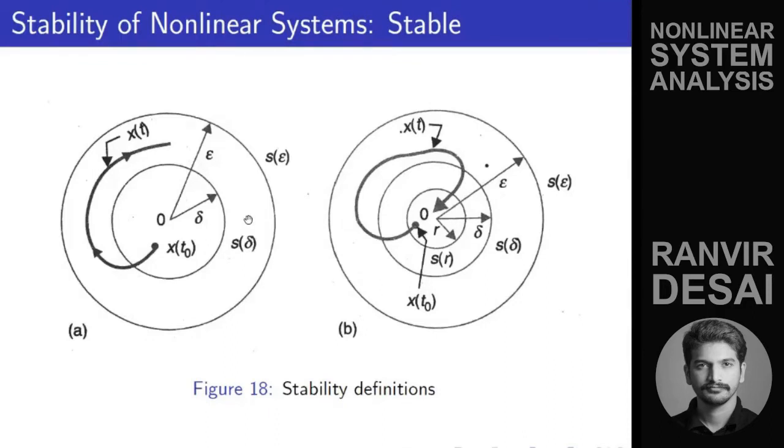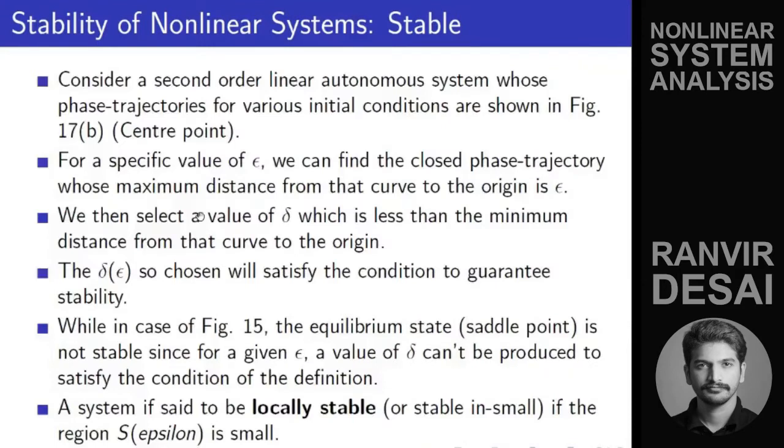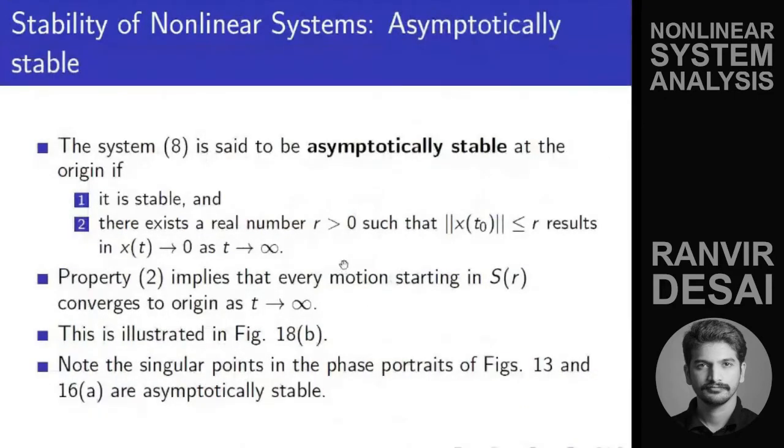Okay, so inside this particular region it is stable, outside it we don't know. It may be stable, it may be unstable, we don't know about that. So it is called locally stable. Generally when we call it stable, it is locally stable, in terms of nonlinear systems.